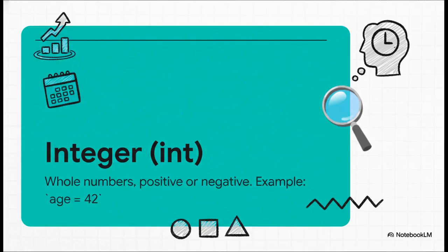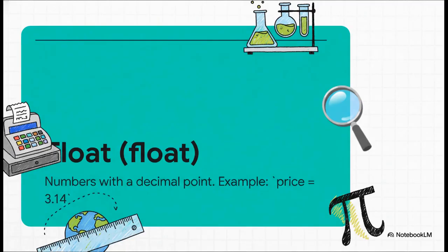But what happens when you need something a bit more precise? Well, that's where floats come in. A float is just any number that has a decimal point. It's perfect for stuff like prices, exact measurements, or a famous mathematical constant like pi.